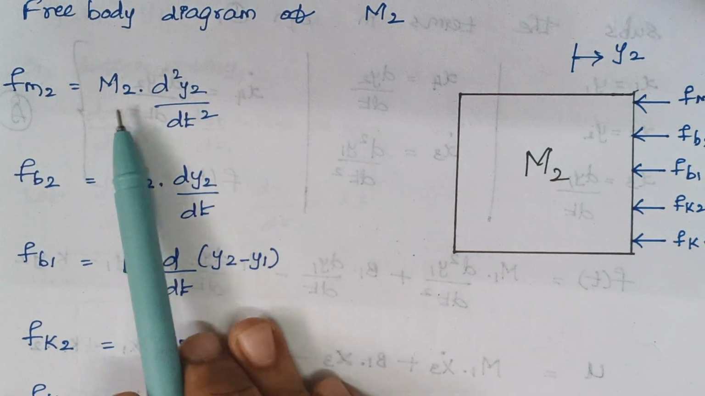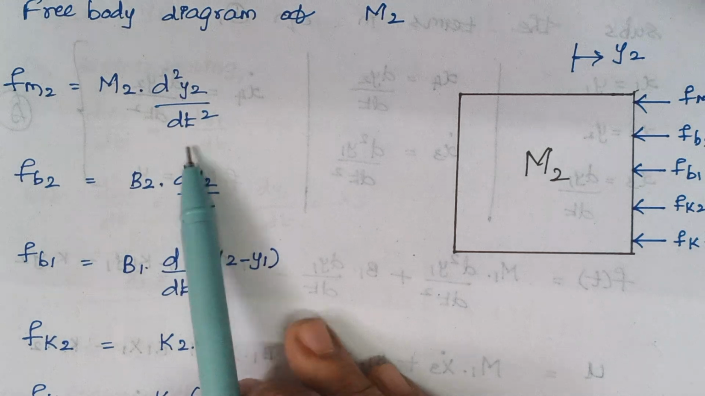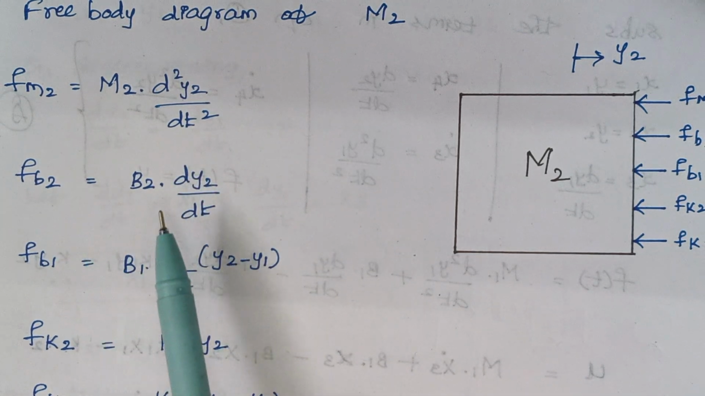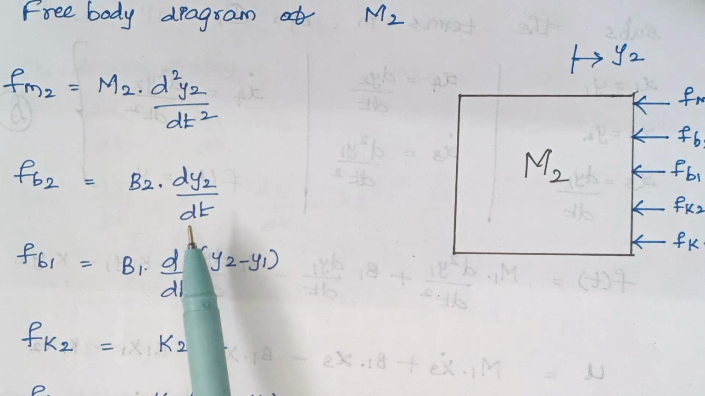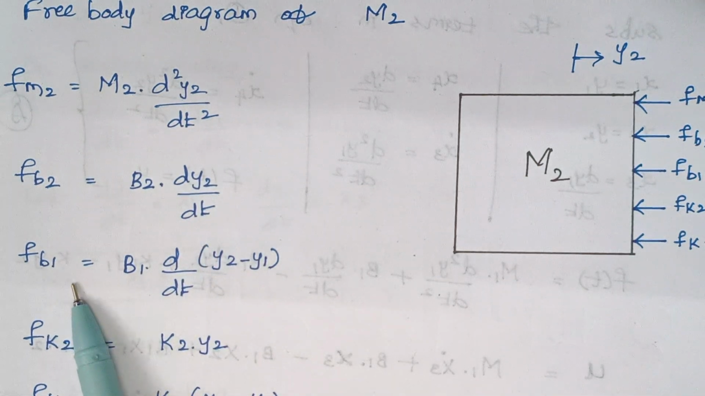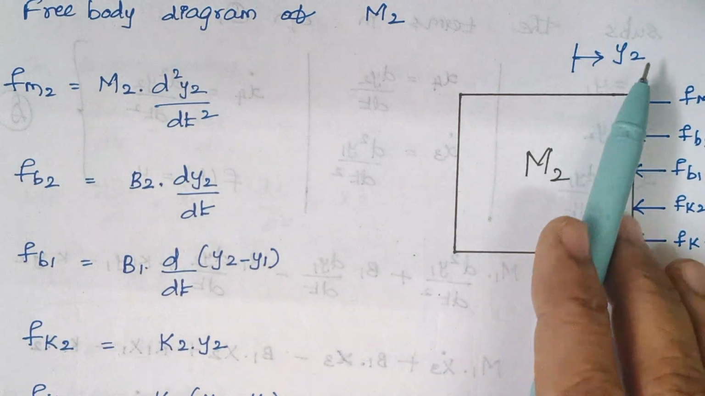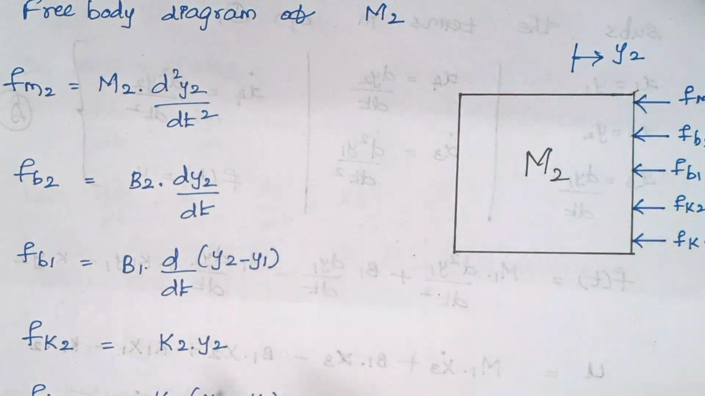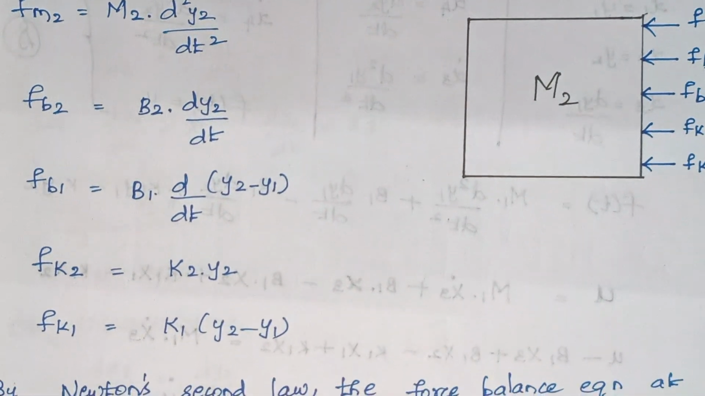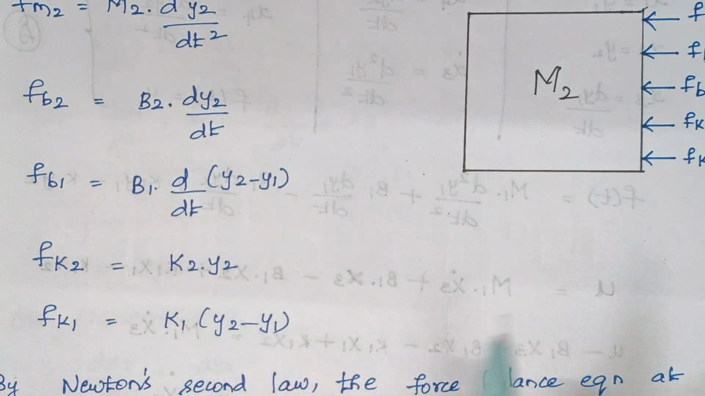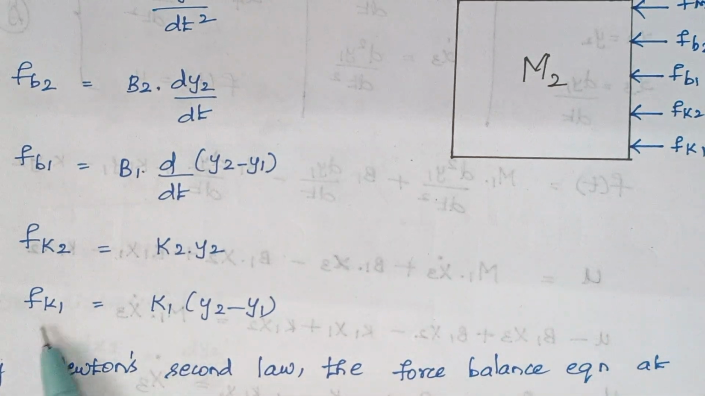So fm2 is given as m2 into d square y2 by dt square, and fb2 is given as b2 into dy2 by dt. And fb1 is given as, since it is connected between m1 and m2, and here we are considering m2, the respective displacement of m2 is y2, so we have to write y2 first: b1 into d by dt of y2 minus y1. Next fk2 is given by k2 into y2. And finally fk1 is given by k1 into y2 minus y1, again since it is connected between our m1 and m2.